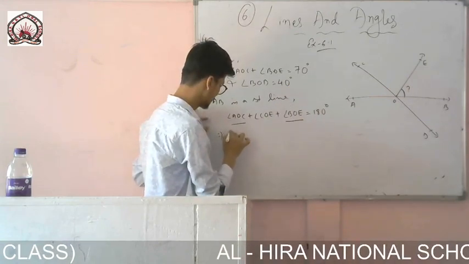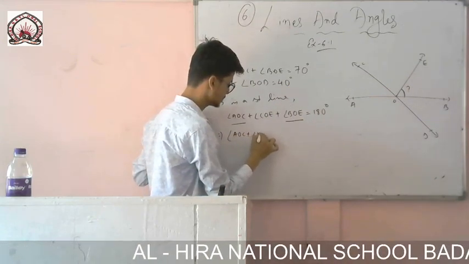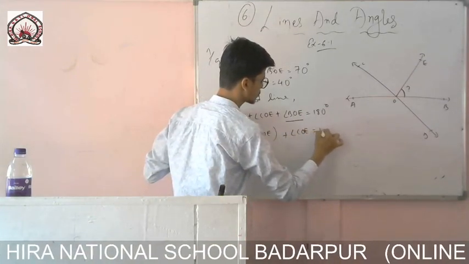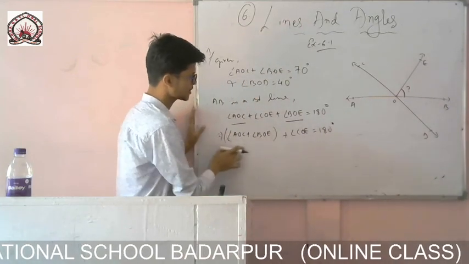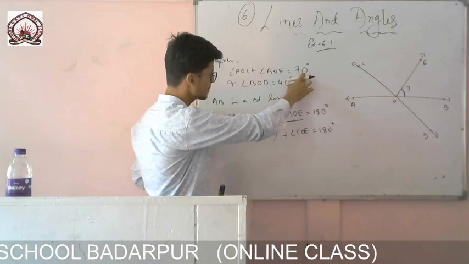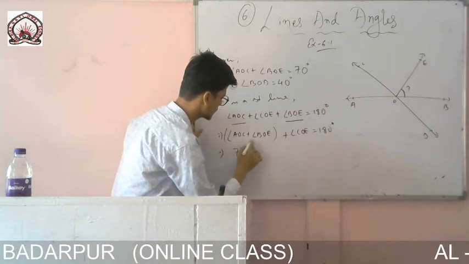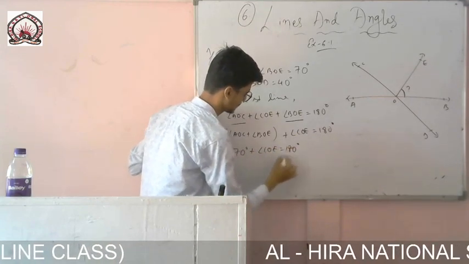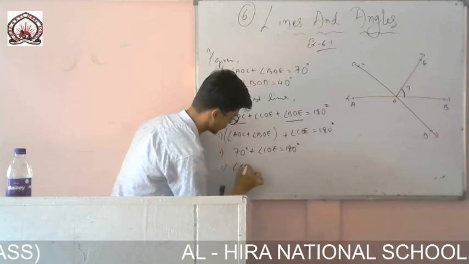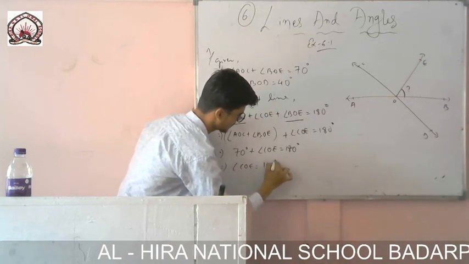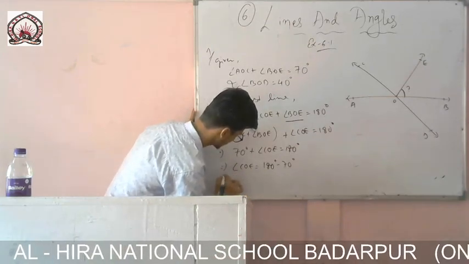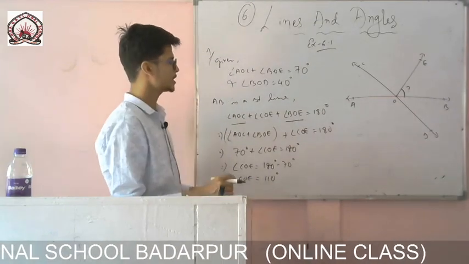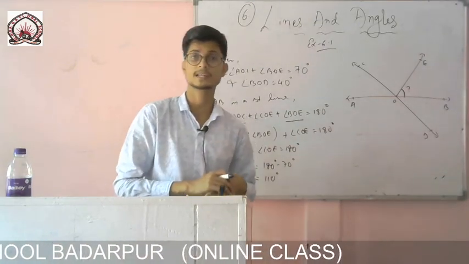So let me arrange them. Angle AOC plus angle BOE, let me take them in a bracket, and angle COE is equal to 180 degrees. This one, AOC plus BOE, is given as 70 degrees. So I will write 70 degrees plus angle COE is equal to 180 degrees. Okay, so angle COE will be equal to 180 minus 70 degrees, that is angle COE is equal to 110 degrees.